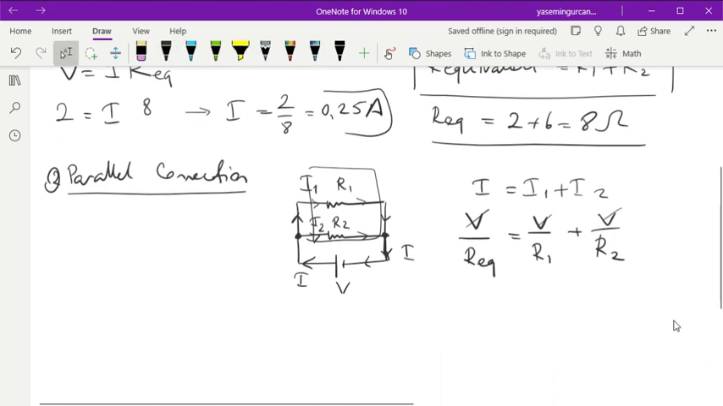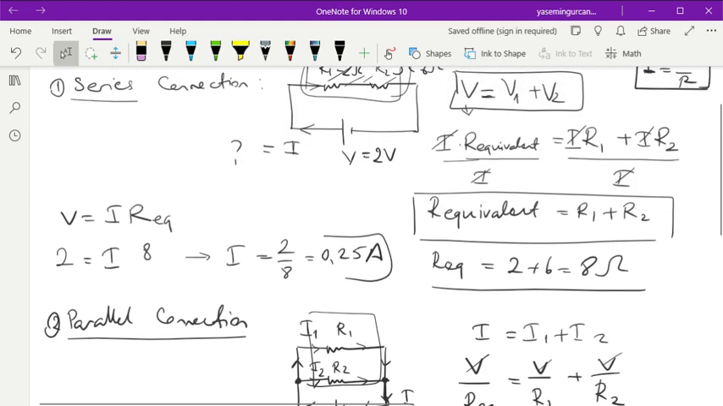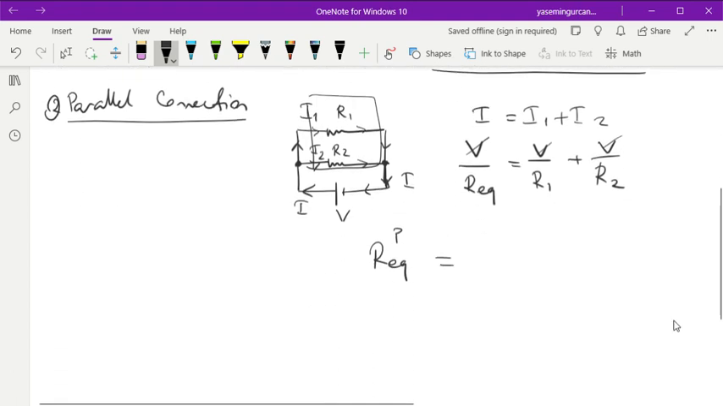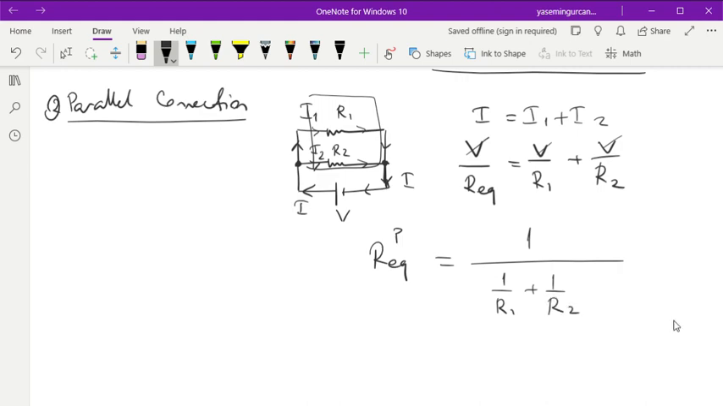And if you reorganize this, you see 1 over R equivalent is equal to 1 over R1 plus 1 over R2. But I find that when you do this calculation, you forget to reciprocate. So I like to write for the parallel case, and let me put P here. In the same way, let me put S here for the series connection. For the parallel connection, your R equivalent is going to be the reciprocal of the thing on the right, which is 1 over R1 plus 1 over R2. Once again, 1 over R equivalent is equal to 1 over R1 plus 1 over R2, so I reciprocated it and got this.